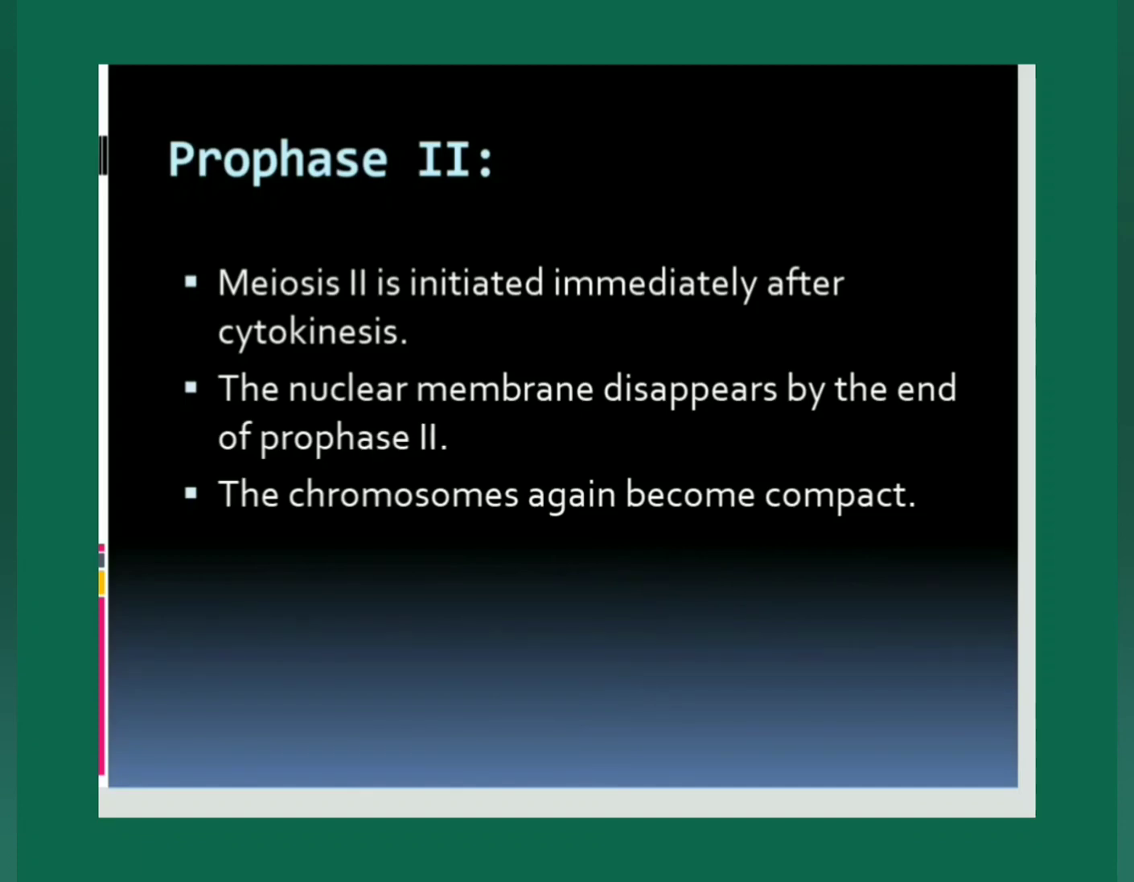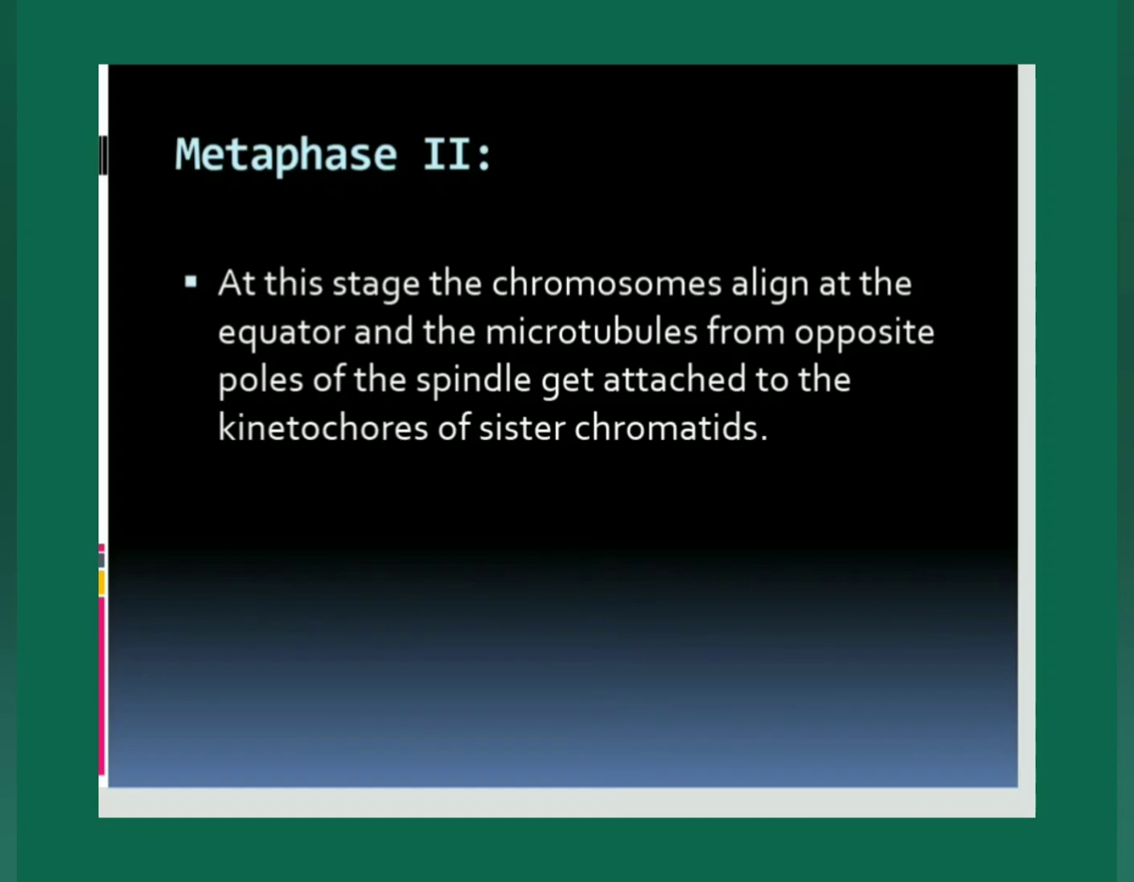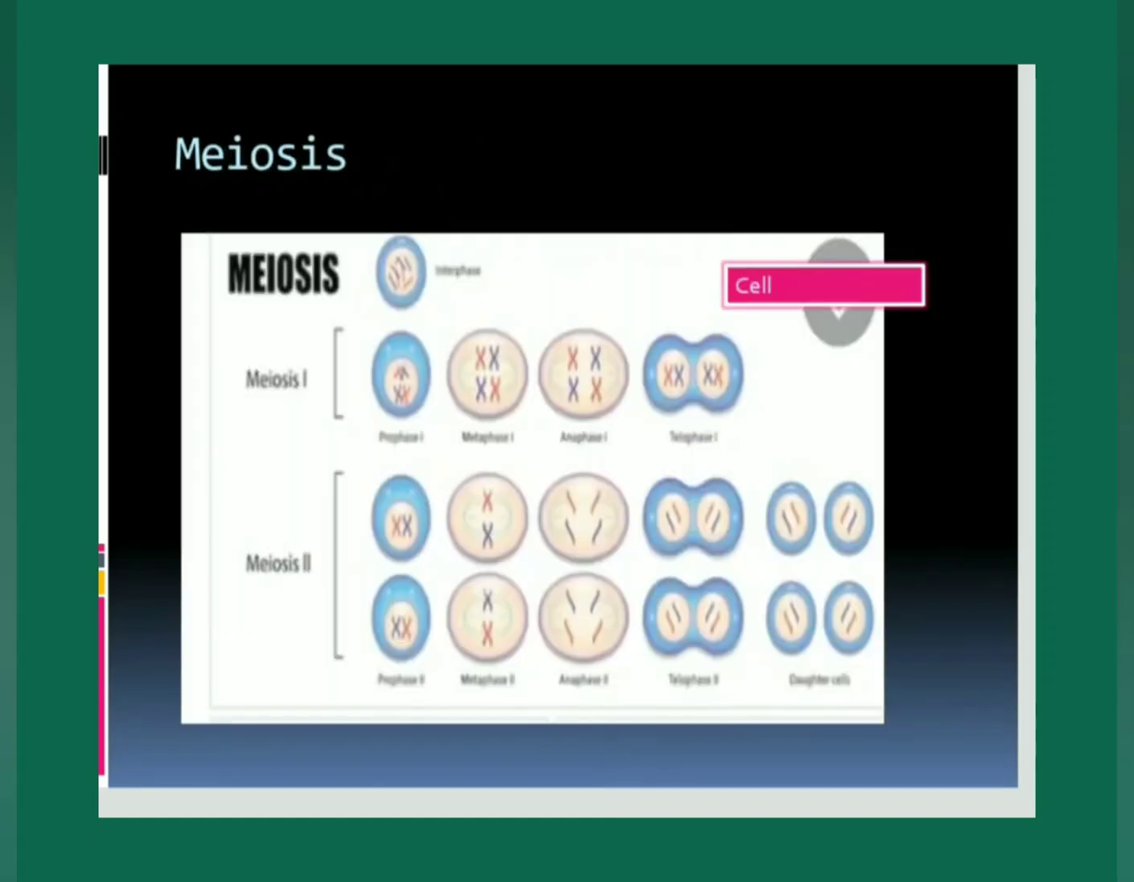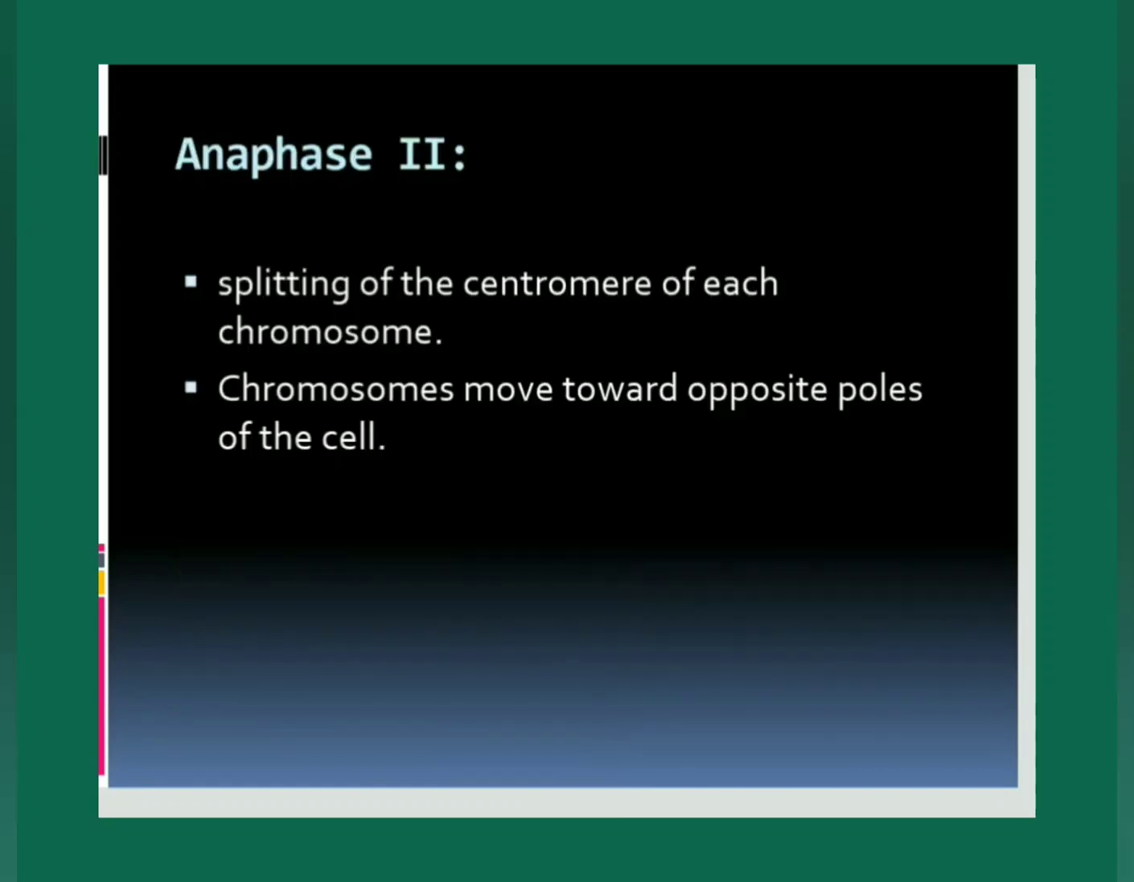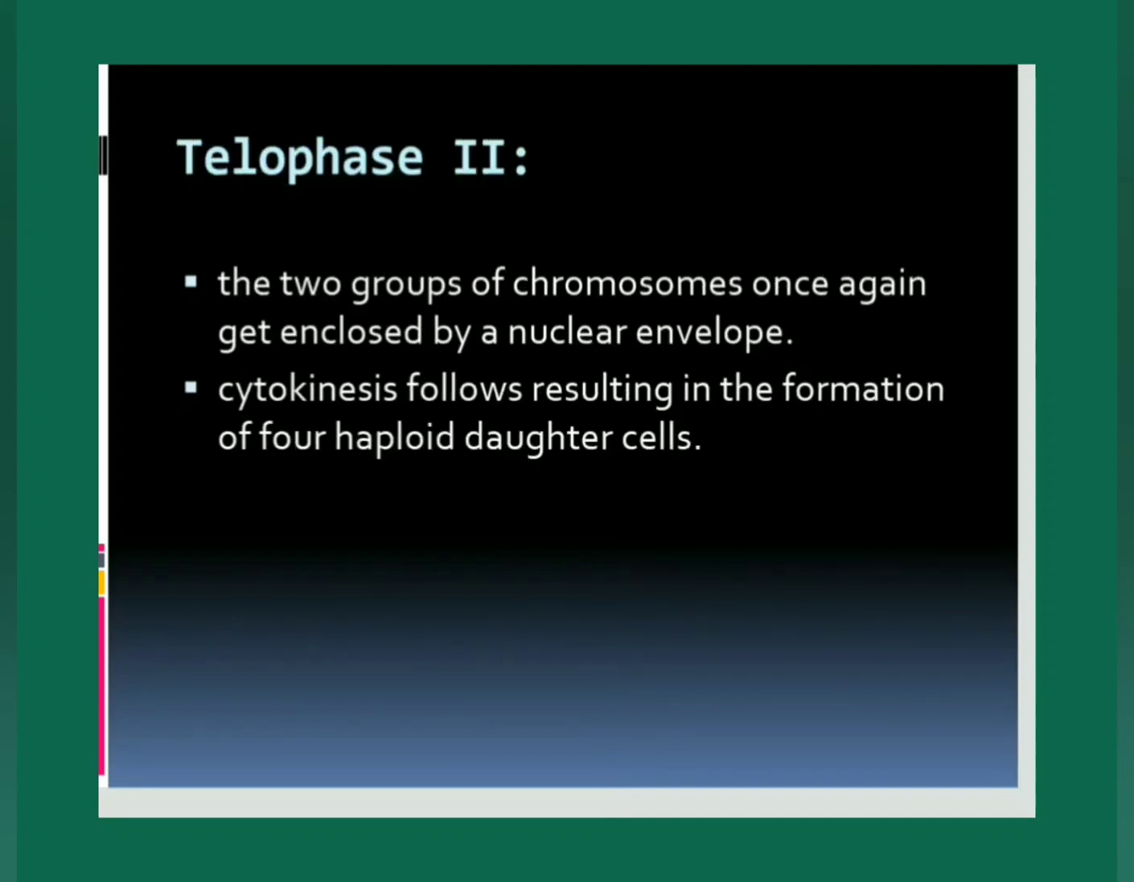The chromosomes again become compact, and in metaphase 2 the chromosomes align at the equator, and the microtubules from opposite poles of the spindle get attached to the kinetochores of the sister chromatids. Coming to the next one, here you can see the two daughter cells produced in meiosis 1 undergoing meiosis 2. In the next anaphase, the centromere of each chromosome splits and the chromatids move towards the opposite poles of the cell. The splitting takes place because the spindle fibers pull towards the poles.